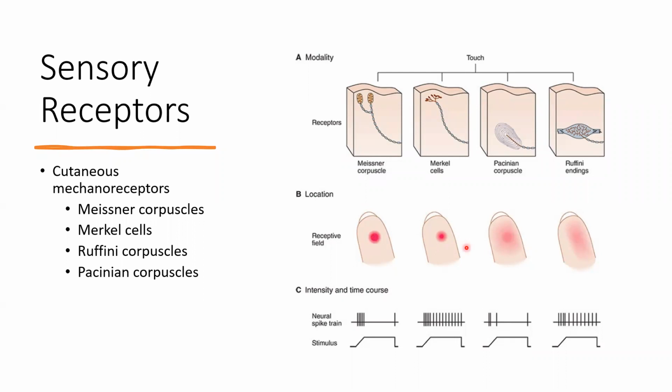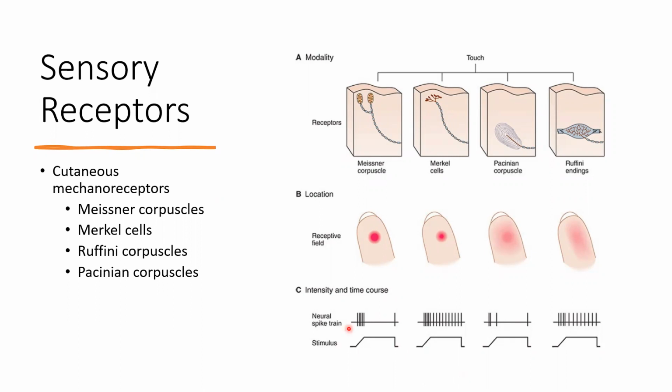The receptive fields of your mechanoreceptors differ in size and responses to touch. Your Merkel cell and your Meissner corpuscles provide the most precise localization, as they have the smallest receptive field compared to the other mechanoreceptors. The Pacinian and the Ruffini have the wider fields of reception. Stimulus intensity is signaled by the firing rates of individual receptors, and the duration of the stimulus is signaled by the time course of the firing.